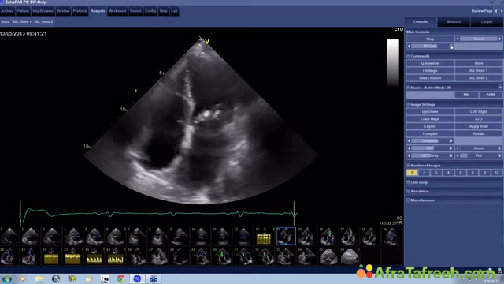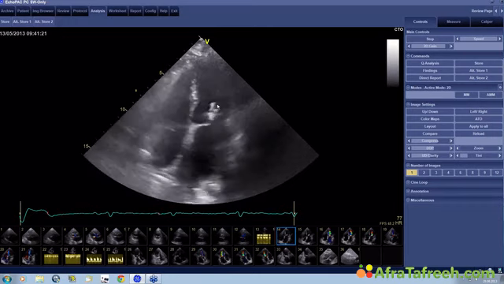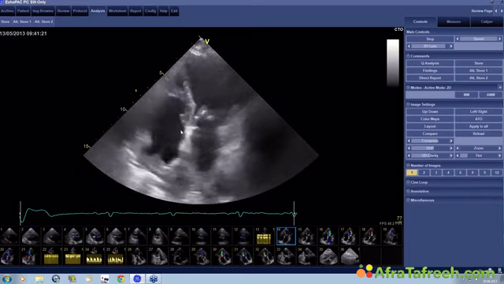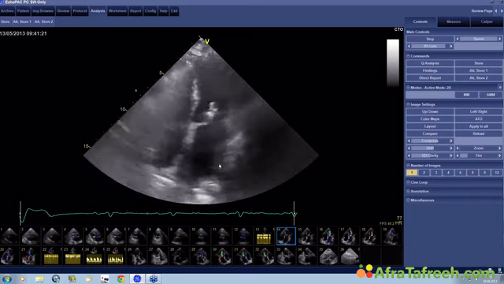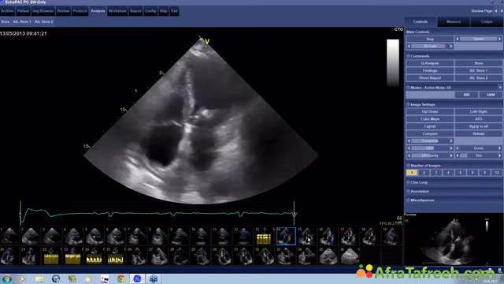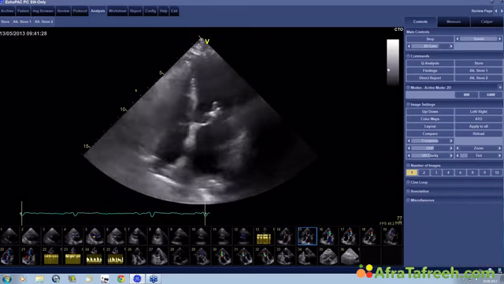I'll just increase the gain a bit here. Again, we have doming of the mitral valve. We have thickening of the chordal structures. There's a bit of calcification here, and typically in rheumatic heart disease or rheumatic mitral stenosis, we have an enlarged left atrium. Good. This is maybe a better image.